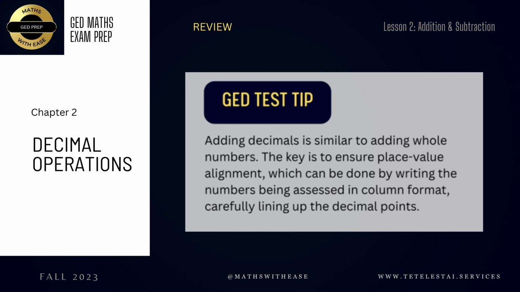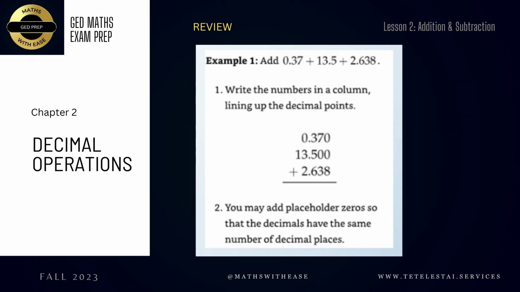Okay, so adding decimals is the same as adding whole numbers. Again, the trick is to make sure that you've lined up your columns correctly so that each of your numbers has the same number of decimal places after the decimal point. And then you also want to make sure that the decimal point in your answer is perfectly aligned with the decimal point in the values of the question. And that's just what we're seeing here.